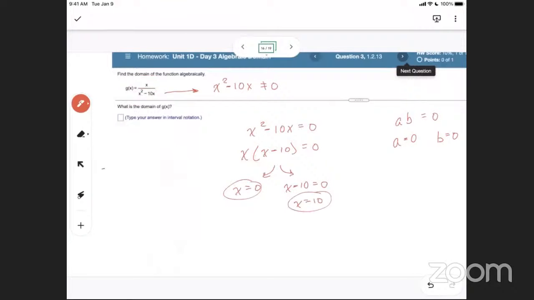So what's the domain? The domain is all real numbers except 0 and 10. Now I want to write that in interval notation. So how do I write all real numbers except 0 and 10? Wouldn't it be negative infinity to 0 and then union symbol? Perfect. 0 to 10. Perfect. Union symbol 10 to infinity. Perfect. And just make sure you're putting the open parentheses in there. Yep. Good job.